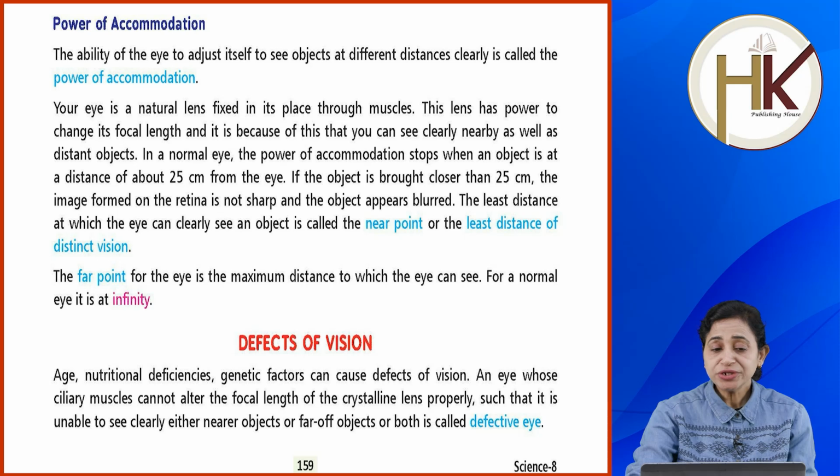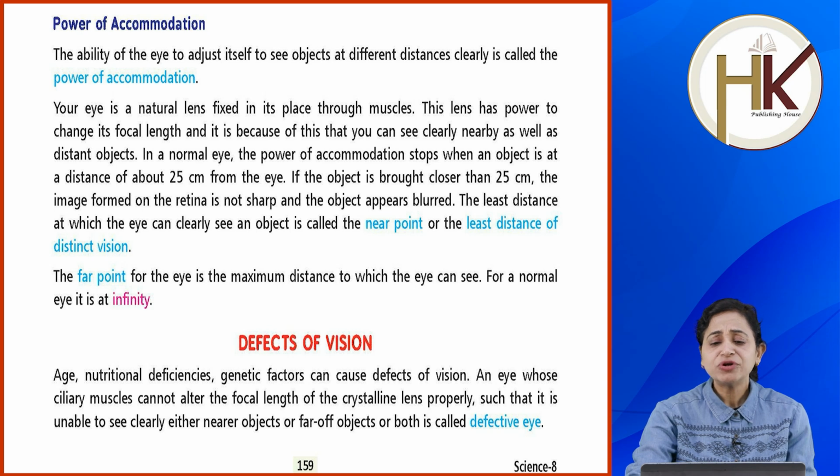Power of accommodation. The ability of the eye to adjust itself to see objects at different distances clearly is called the power of accommodation. Your eye has a natural lens fixed in its place through muscles. This lens has the power to change its focal length, and it is because of this that you can see clearly nearby as well as distant objects.